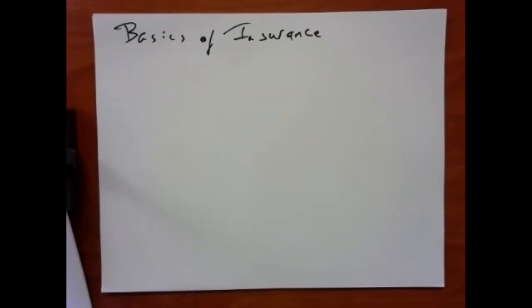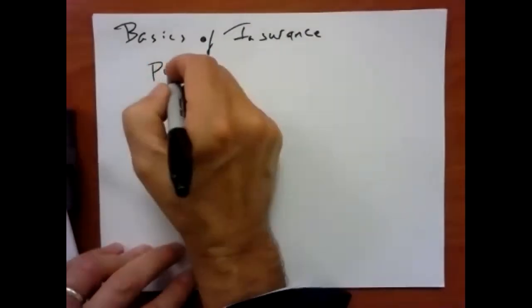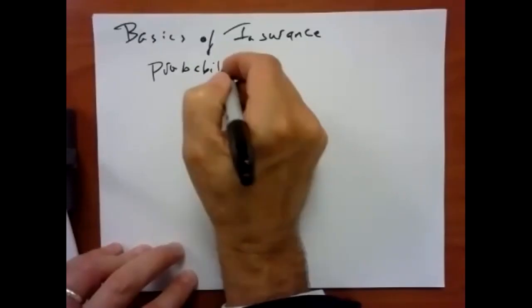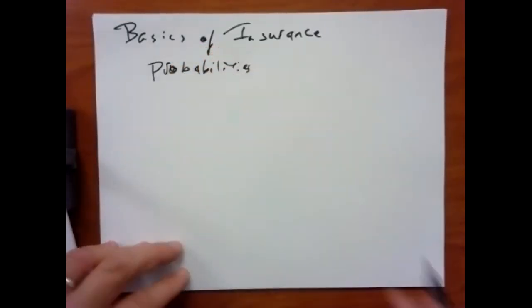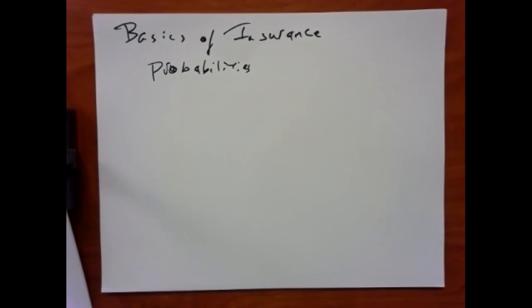Now, insurance is based on probabilities. It's all about probabilities. You guys have taken statistics and you've done some basic probabilities, so we're going to talk a little bit about some of this language today that you are probably familiar with. The example I like to use when thinking about insurance is a roulette wheel.